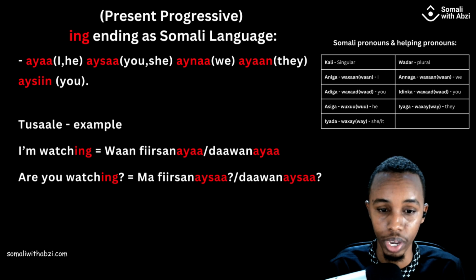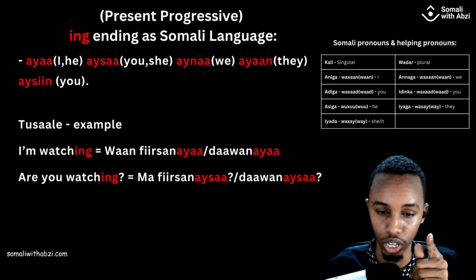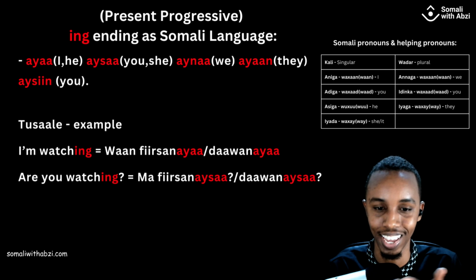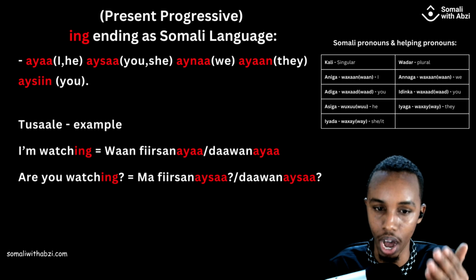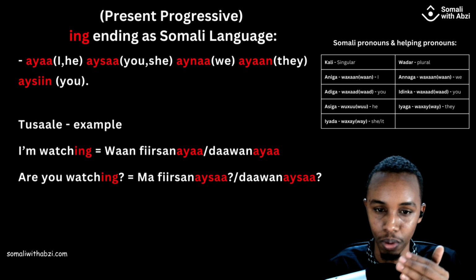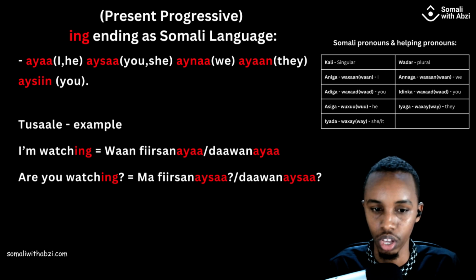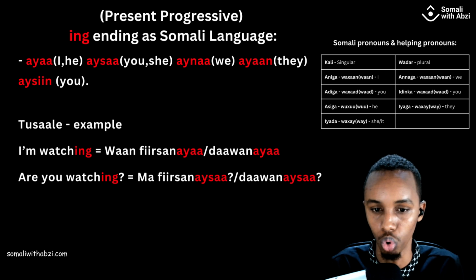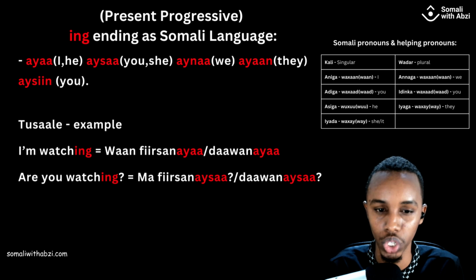So are you watching? We're going to change it to is he watching? So instead of ma fiirsanaysaa, that's are you watching, now it's is he watching? So we're going to say ma fiirsanaya, because aya was for I and he. But ma fiirsanaysaa or ma daawanaysaa we say with the ending of you, which is asa. So is he watching? Ma fiirsanaya or ma daawanaya? And if you're wondering, this ma is a question word. And in northern Somalia, they might say mu, like mu fiirsanaya, mu daawanaya. It's probably the same. That ma is a question word.